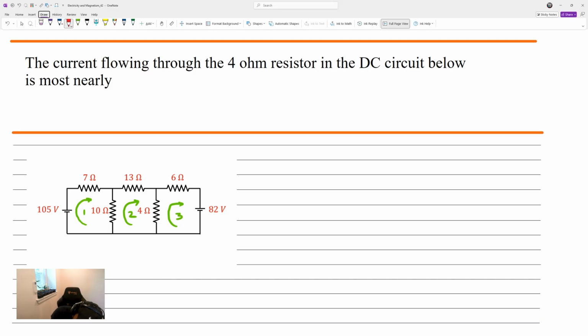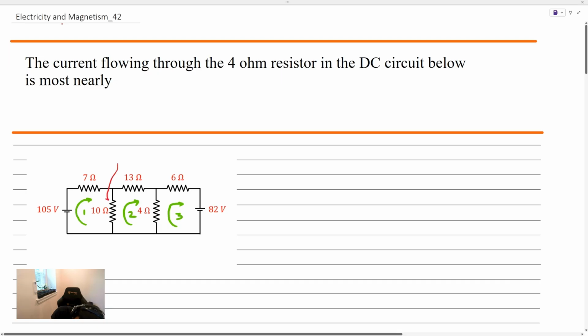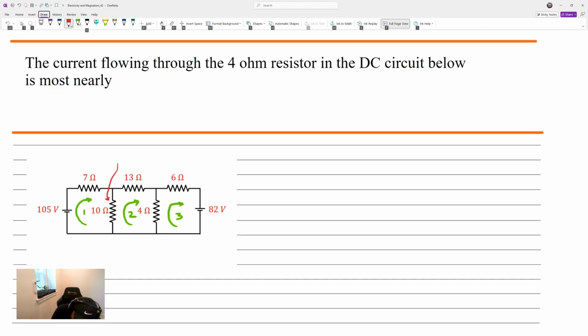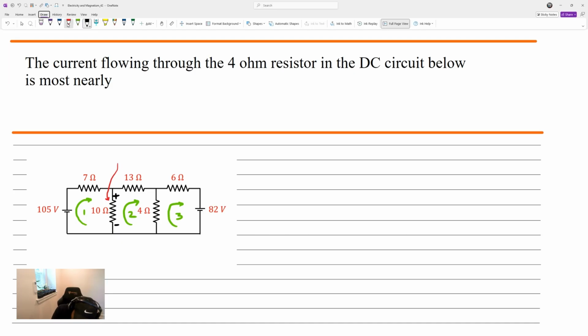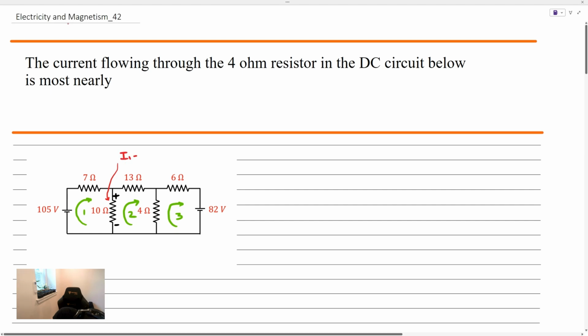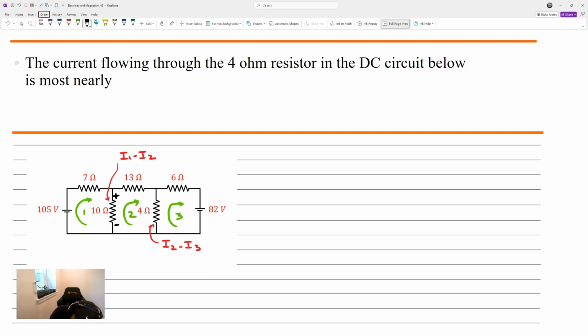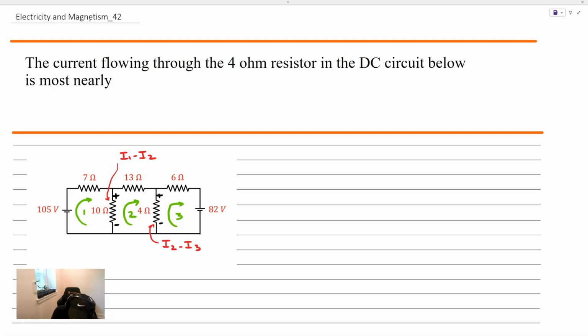We're also going to go ahead and label these branch currents. What you see is the current flowing through that 10 ohm resistor. If we assume it's going to be a voltage drop, which is downward, high voltage, low voltage, what we're going to say is that is the difference between I1 and I2, the magnitude of the current in that branch. What about for this other 4 ohm resistor? Similarly, we can write that as the difference between I2 minus I3 if we assume the voltage drop is in this direction. High voltage, low voltage.